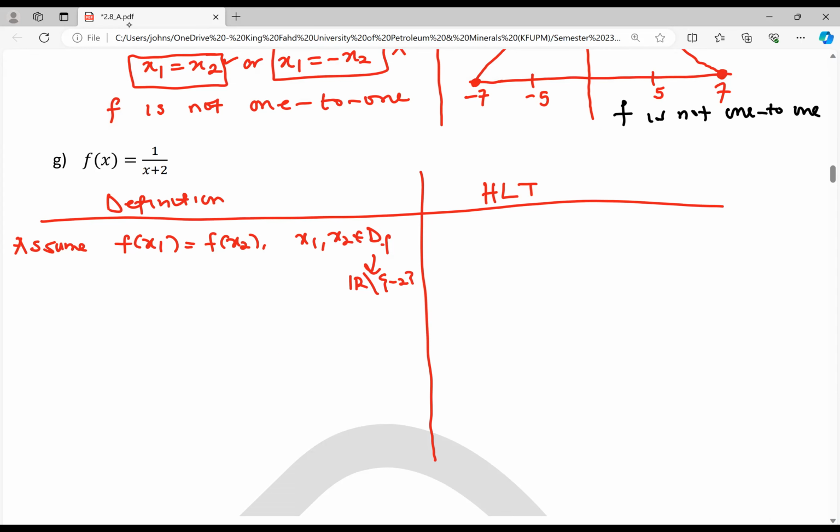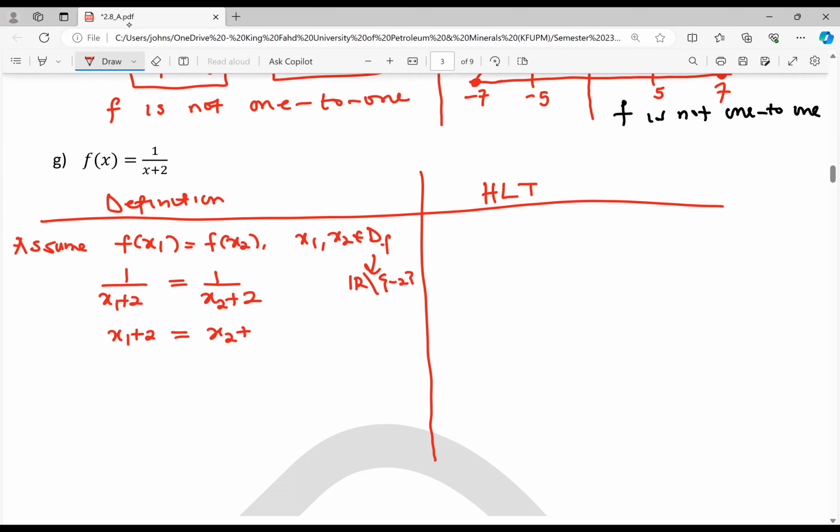So f of x1 is going to be 1 over x1 plus 2. f of x2 is going to be 1 over x2 plus 2. So if you flip, or you cross multiply, you're going to just have x1 plus 2 equals x2 plus 2. And easily you can see that x1 equals x2. This is the only case, so it is nice. So we can say f is 1-to-1.